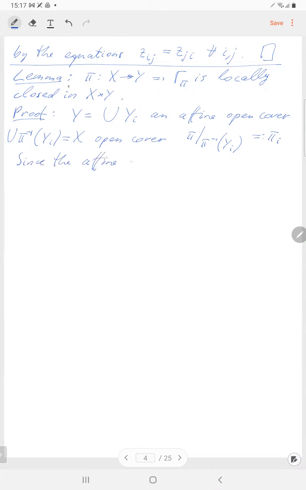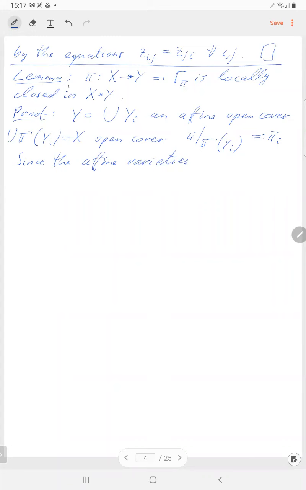Don't we need to make an extra step here when we say that we consider the pre-image? We want to also intersect, because the pre-image might not be affine, it's just open, right? So we need to intersect our open subsets, the pre-images, with the open cover of X.